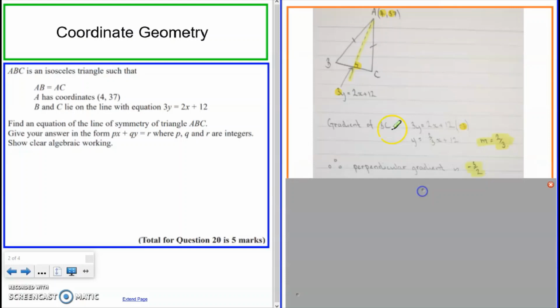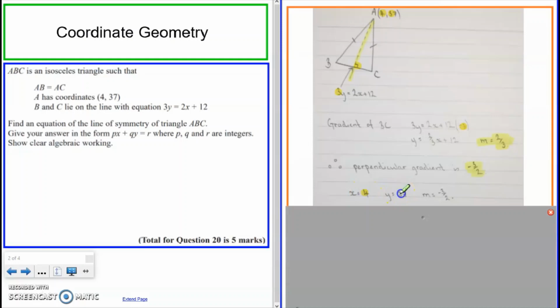Now I want to find the gradient of the highlighted line of symmetry here. We know it's perpendicular, so therefore it is the negative reciprocal of the gradient of BC. So I know the perpendicular gradient is -3/2. So now I have quite a bit of information. I have an x and y value, which is given to me from the coordinates of A, and I know A lands on that line of symmetry. And the gradient I now know as -3/2, and I found that from finding my negative reciprocal here.